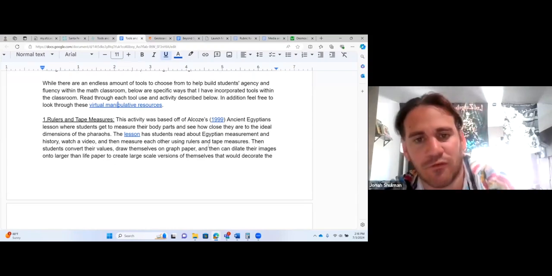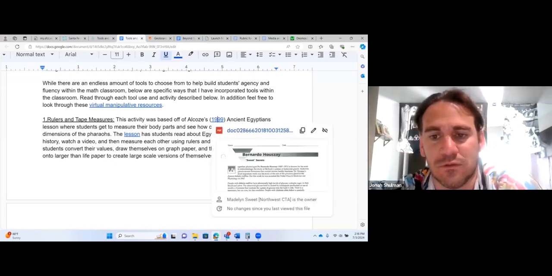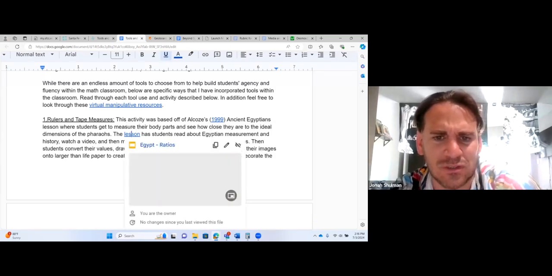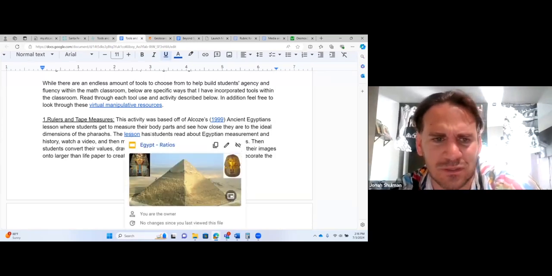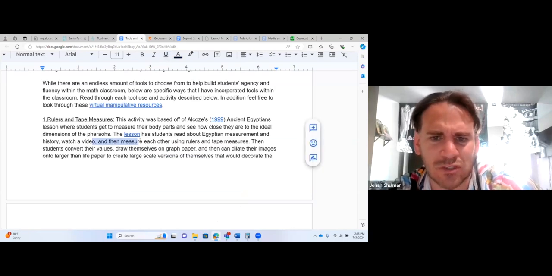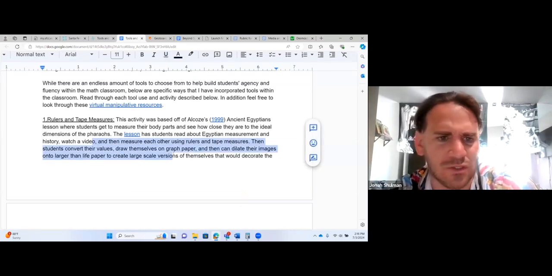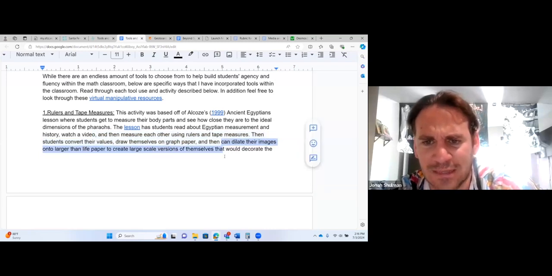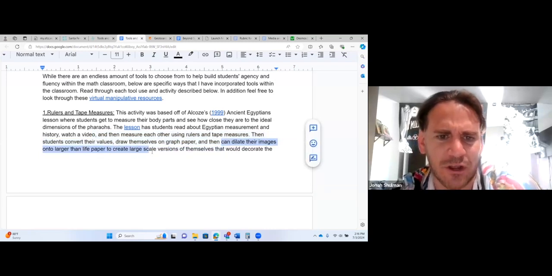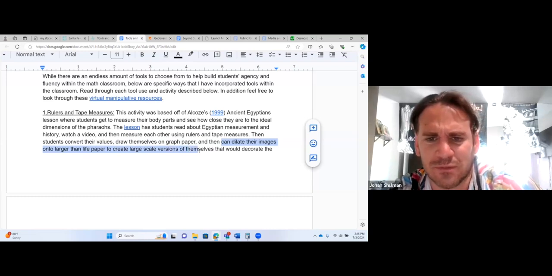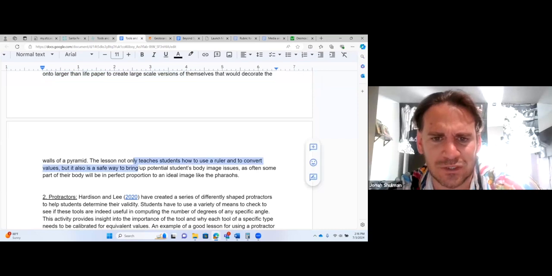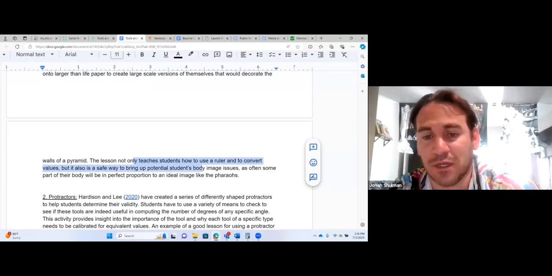Now this one was based off of Al-Kozi's Ancient Egyptian one. I just went deeper into it. So the lesson has students read about the Egyptians and history, watch a video, and then measure each other using rulers and tape measures. Then the students convert their values and draw themselves on graph paper. And then they can dilate their images onto larger than life paper to create large scale versions of themselves that would decorate the walls of a pyramid or your classroom. The lesson not only teaches students how to use a ruler and convert values, but it's also a safe way to bring up potential students' body image issues.